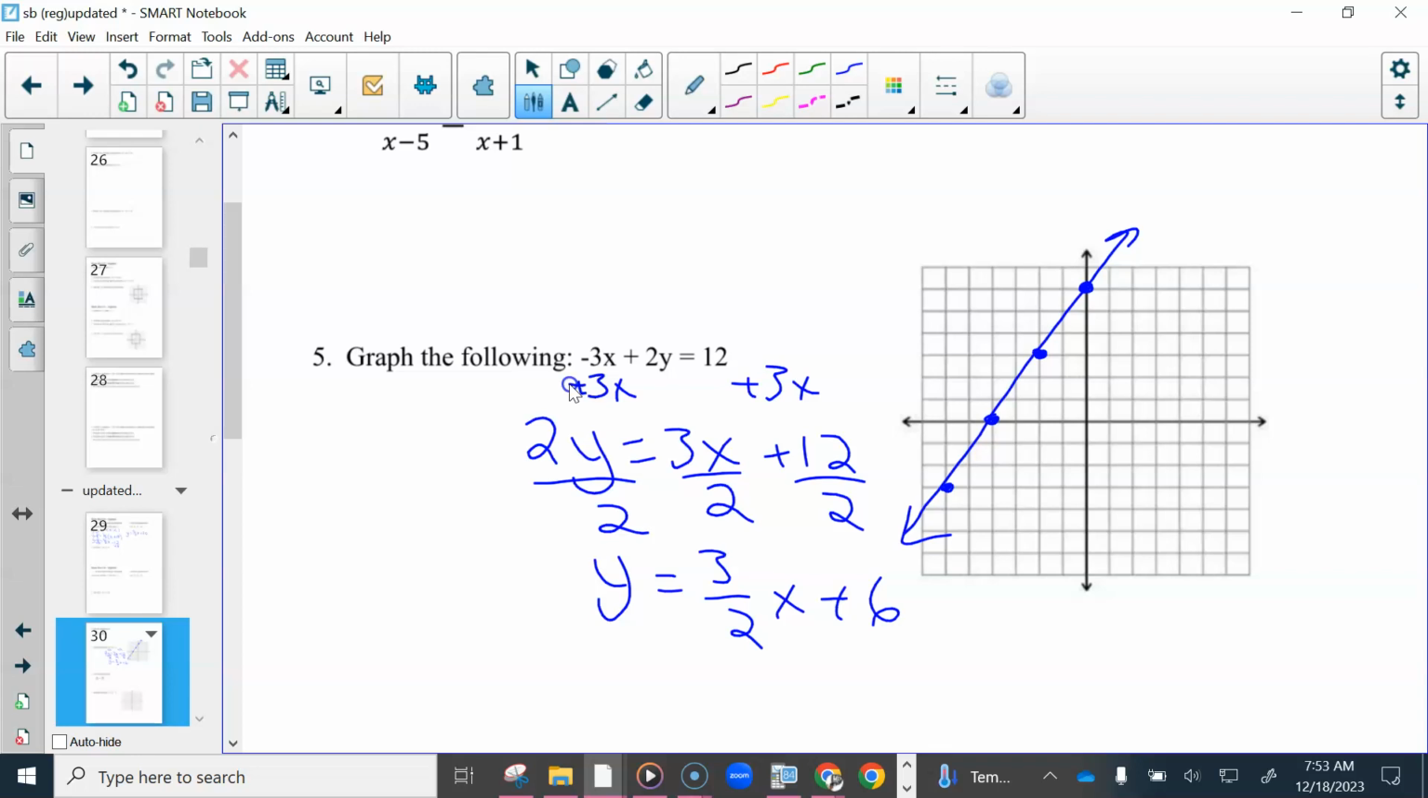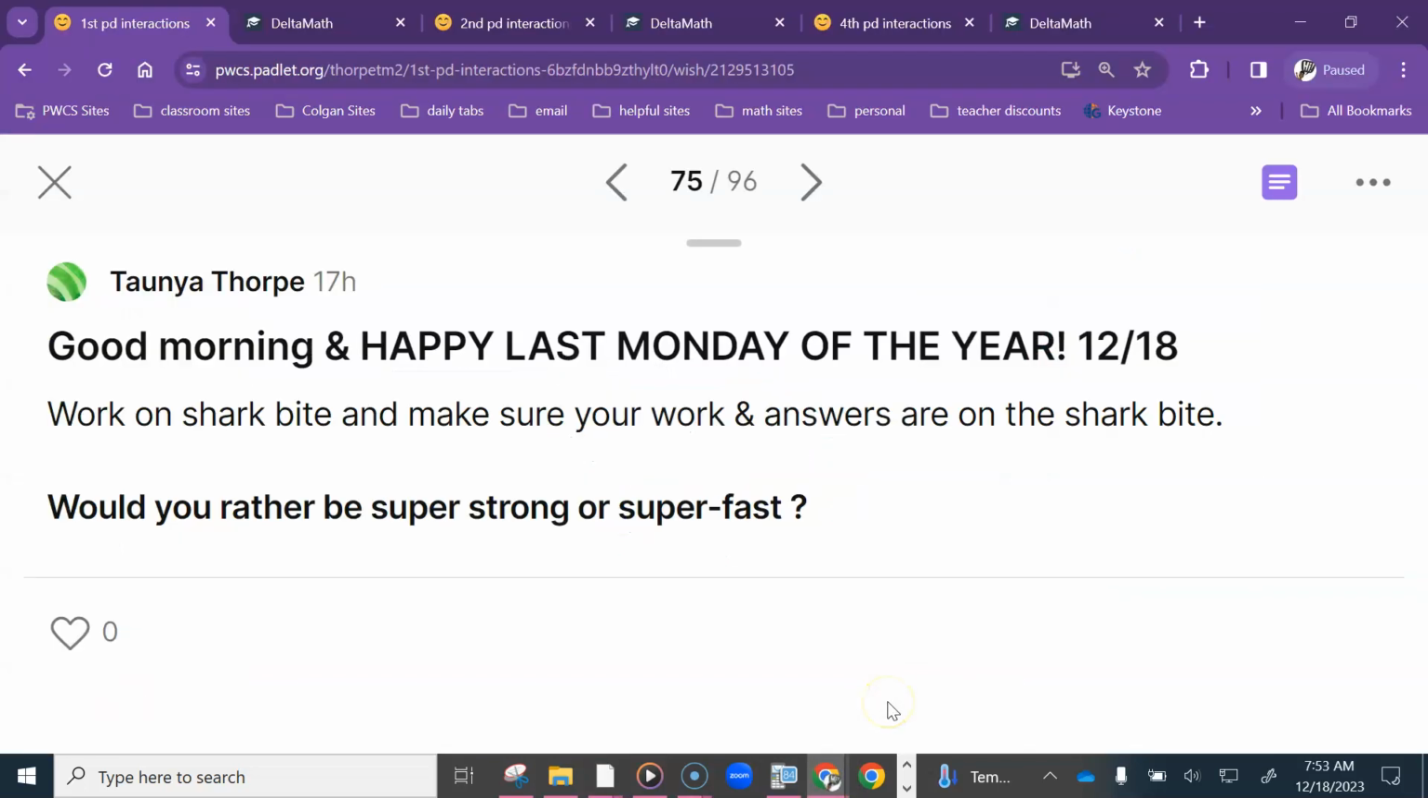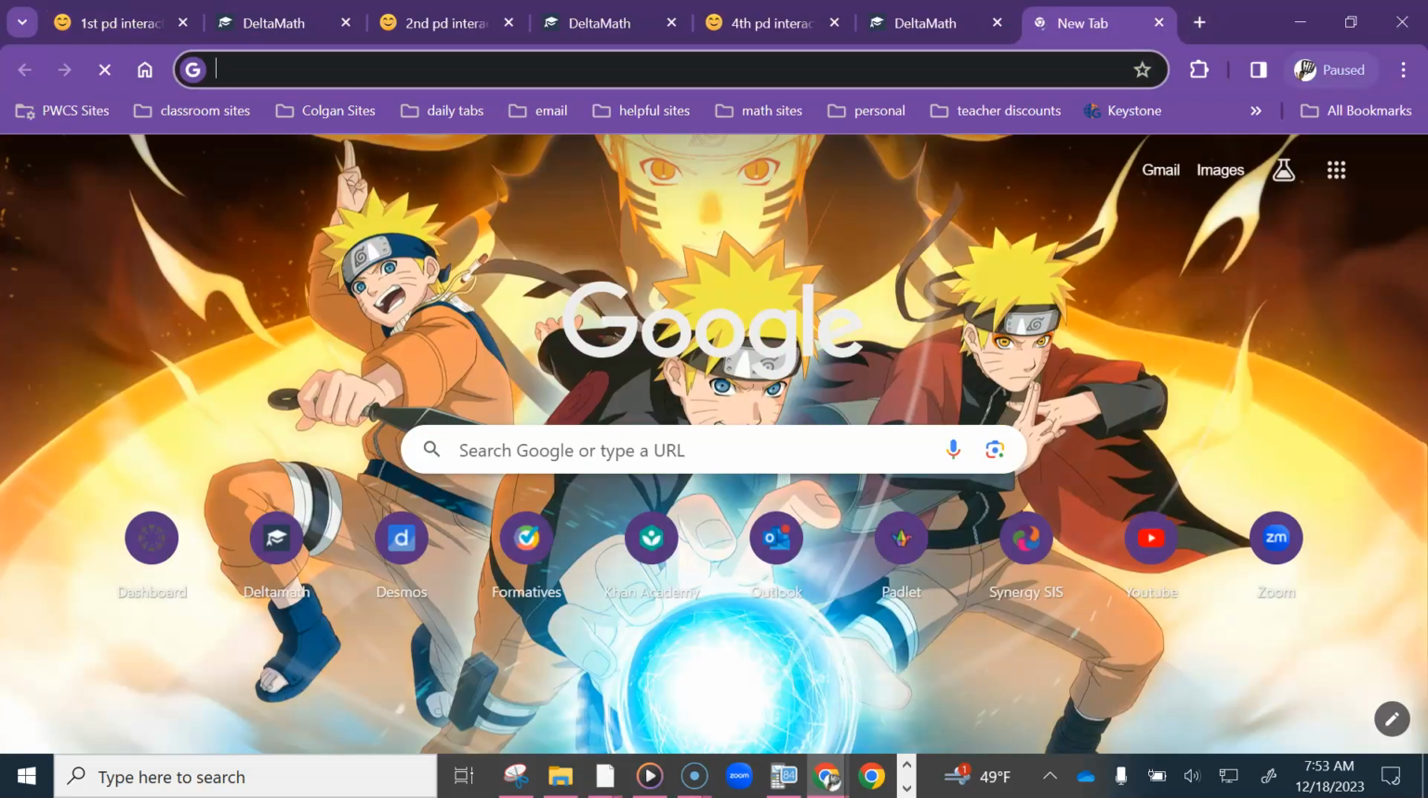Oh, I meant to show you this in Desmos. This one, if I put it in Desmos, you would be able to see the graph. I'll do it really fast. I'll also need to show this.